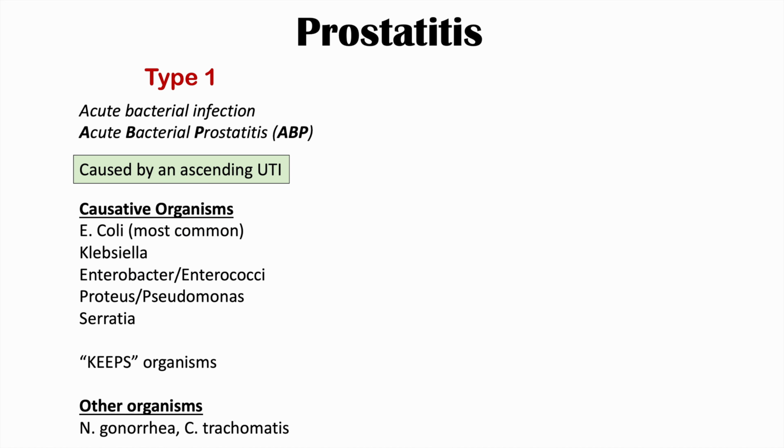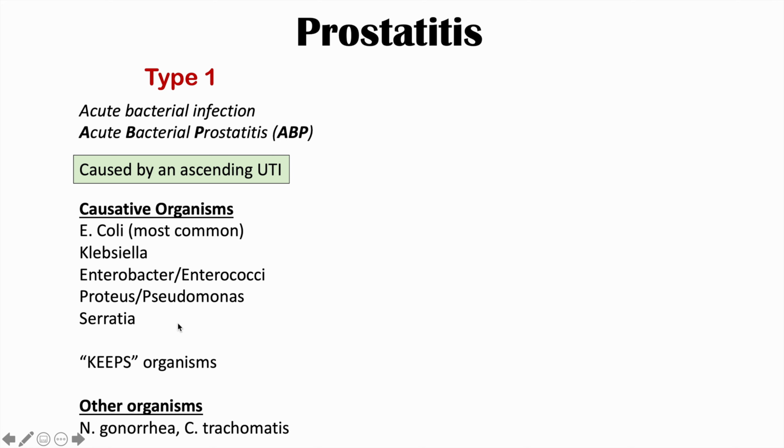Now, the causative organisms of type 1 prostatitis include the following. E. coli. Now, E. coli is actually the most common causative organism, but we can also see other gram-negative bacteria, including Klebsiella, Enterobacter and Enterococci bacteria, Proteus and Pseudomonas, and Serratia. And the way to remember these bacteria is by the mnemonic KEEPS organisms. So K for Klebsiella, E for E. coli, E for Enterobacter and Enterococci, P for Proteus and Pseudomonas, and S for Serratia.